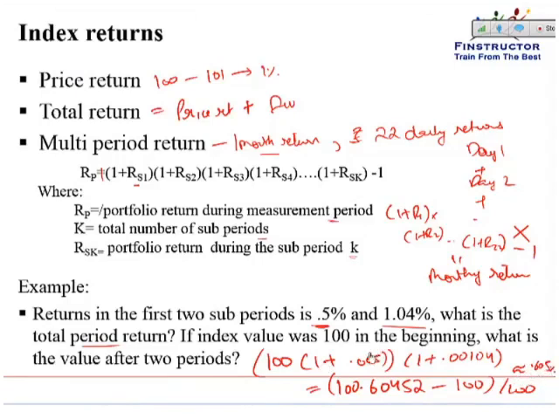This could also have been calculated as 1 plus 0.005 into 1 plus 0.00104 minus 1. This would also give us the same value of 0.605%.